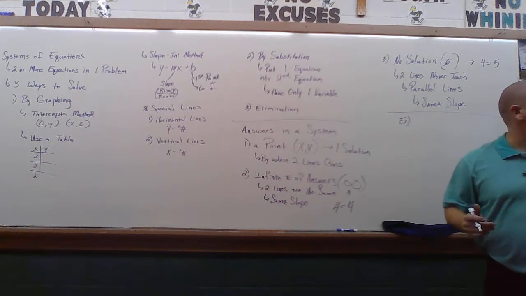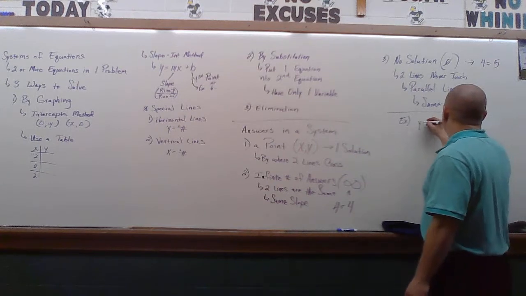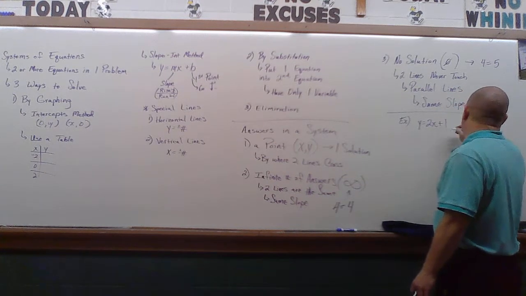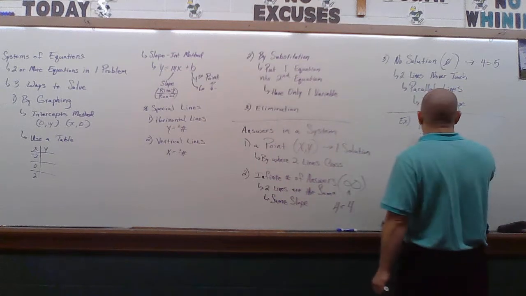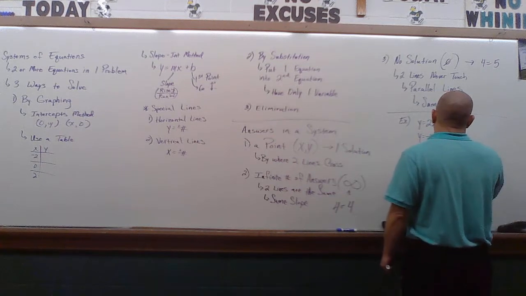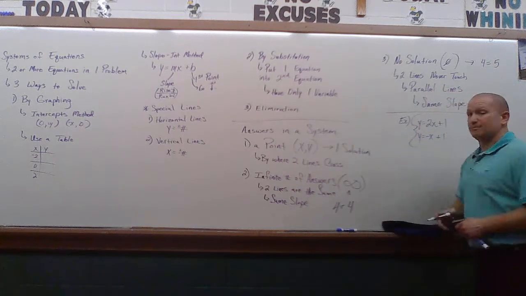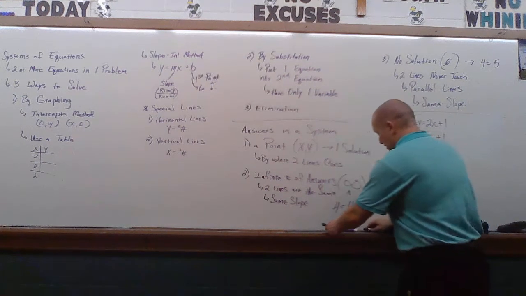All right, so the first one we're going to do is y equals 2x plus 1 and y equals negative x plus 1. So a lot of the times when they do systems of equations, they might write them like this, put them inside those little brackets and show it to you as an actual group. Okay? The x and the y have to be the same.